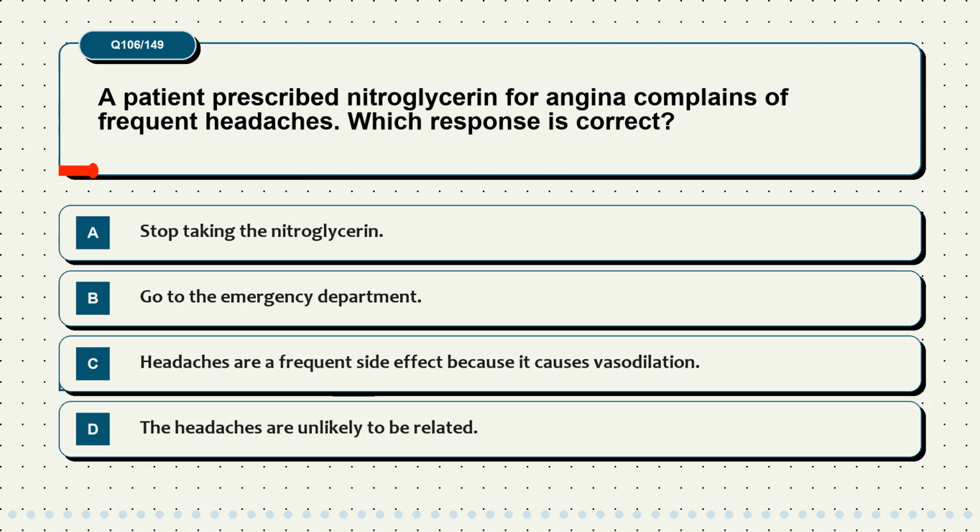Question 106. A patient prescribed nitroglycerin for angina complains of frequent headaches. Which response is correct? Here are the options. Option A. Stop taking the nitroglycerin. Option B. Go to the emergency department. Option C. Headaches are a frequent side effect because it causes vasodilation. Option D. The headaches are unlikely to be related.